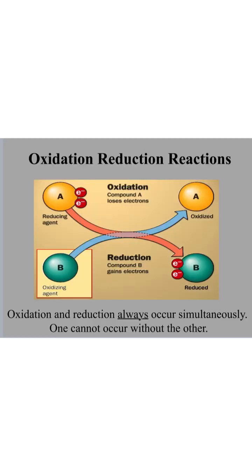So in an oxidation reduction reaction, these are always occurring at the same time. You can't have just an oxidation reaction or just a reduction reaction. So basically what's happening is one compound or element will be oxidized, and at the same time what it's reacting with will be reduced, or vice versa. So you can't have just one or the other. There's always going to be both of them happening at the same time.